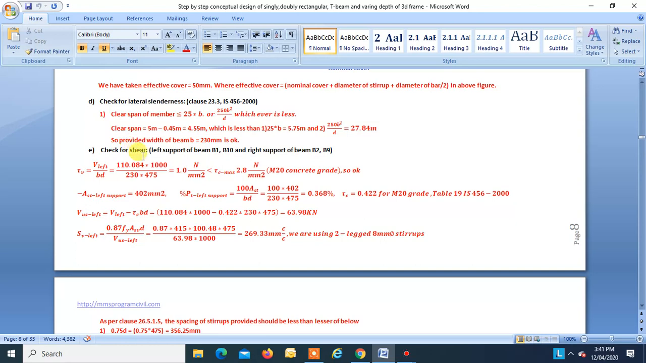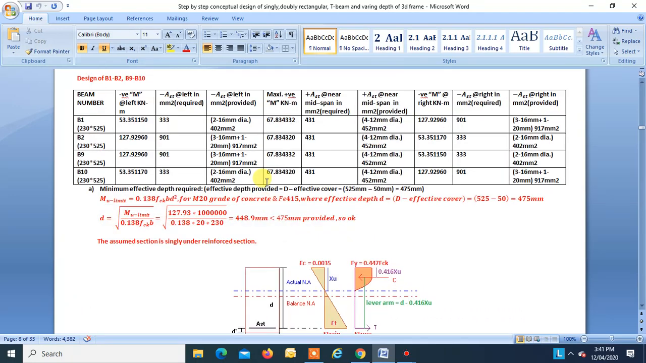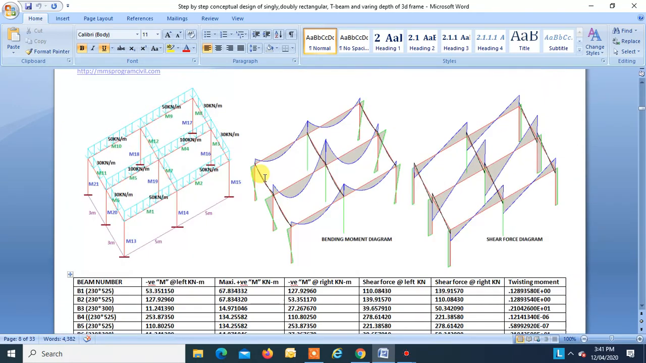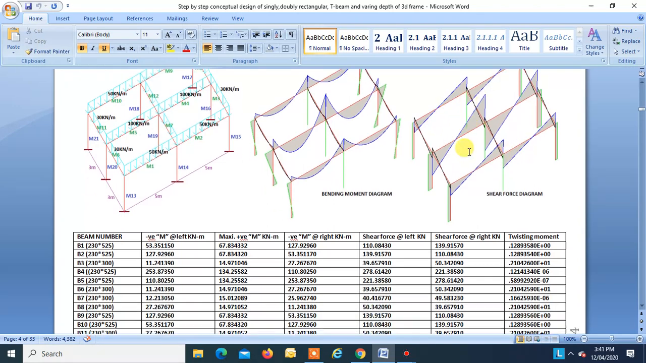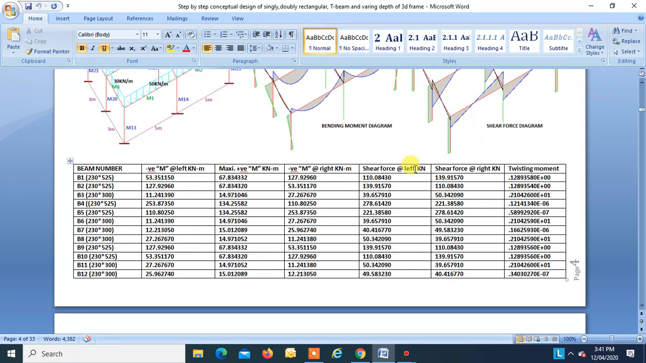Now check for shear. First we will take the left support of B1 and B10 and the right support of B2 and B9. Let me show you the figure. This is B1, this is B2. The shear at the left hand support of B1 is equal to the shear at the right hand support of B2. Similarly, the shear at the right hand support of B1 is equal to the shear at the left hand support of B2, and similarly B10 and B9. So the shear force at left is 110, which we found from analysis.